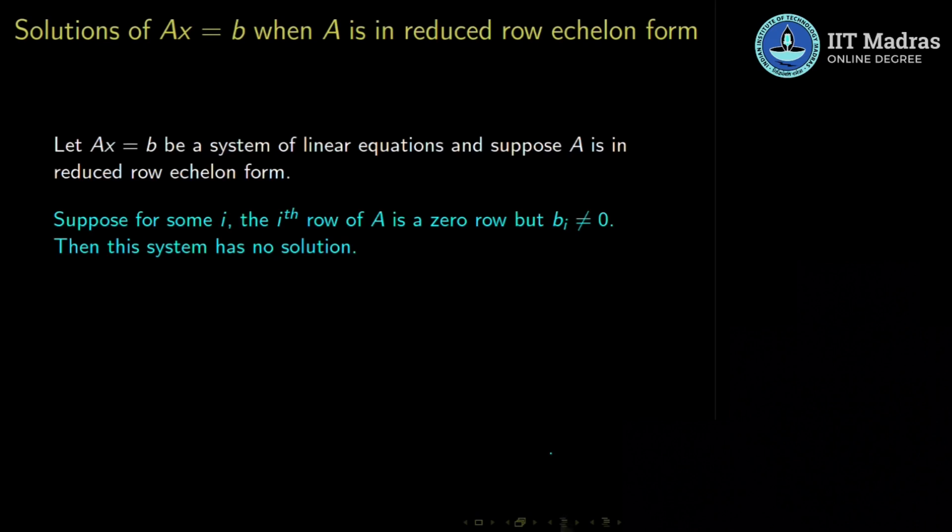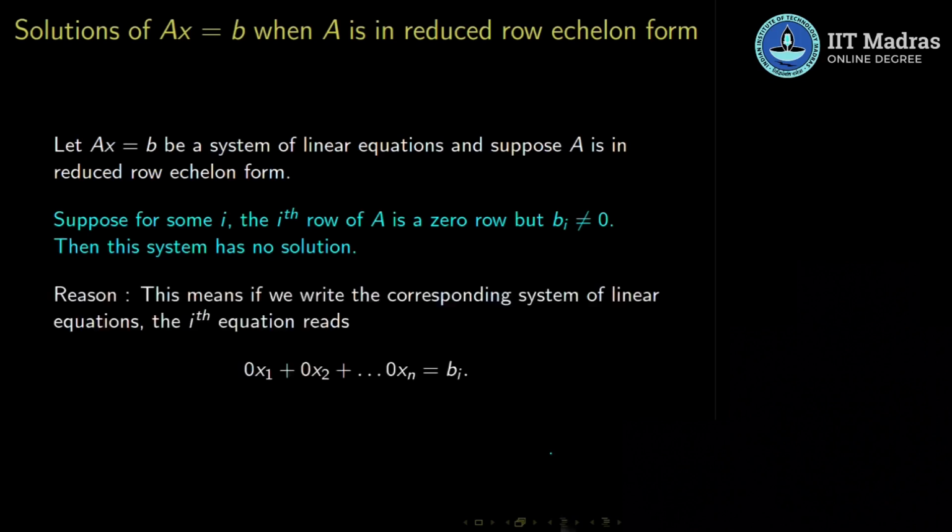You can think of why for a second, and if you still can't see why, then here is the reason. We can write down the corresponding system of equations, and if you write down the system of equations, what will the ith equation look like? The ith equation will look like 0 times x1 plus 0 times x2 plus up to 0 times xn, because the entire ith row of A is 0. So the coefficients there are 0, but on the right hand side you have bi. So we want that 0 times x1 plus 0 times x2 plus up to 0 times xn is bi.